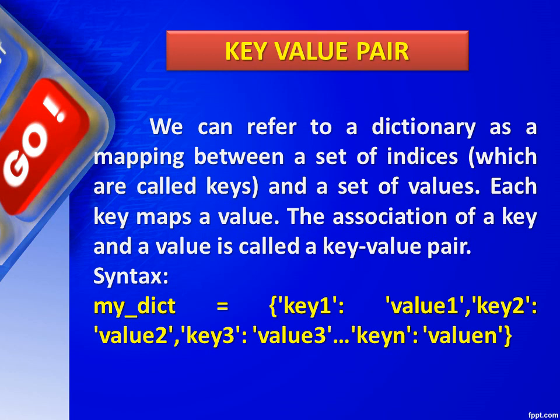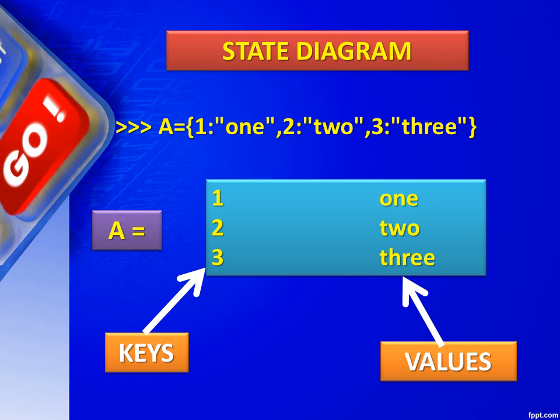The syntax is there. MyDict is the name of the dictionary. Here we use n number of values. First k1 contains value 1, k2 contains value 2, up to kn that contains value n. Let's elaborate the same concept with an example. Here is an example that is a state diagram of a dictionary having the name A that contains three keys 1, 2 and 3. This is called key. And 1, 2 and 3 that are in string format, ONE, TWO, THREE, they are the values of their corresponding keys.